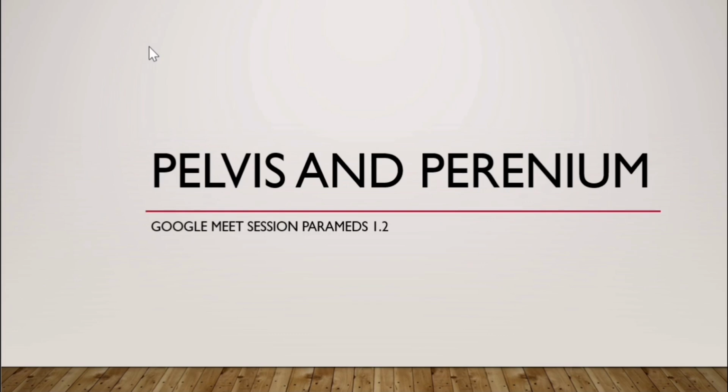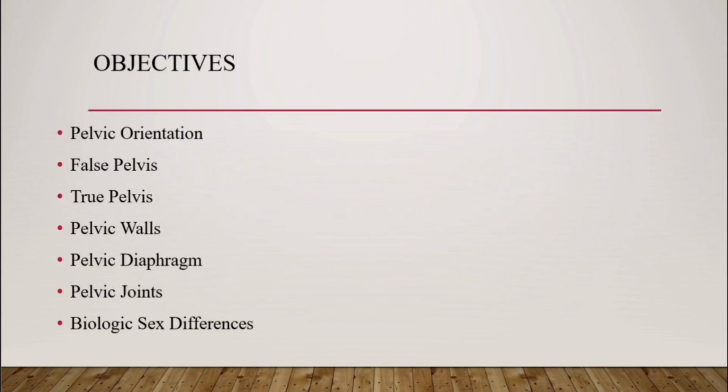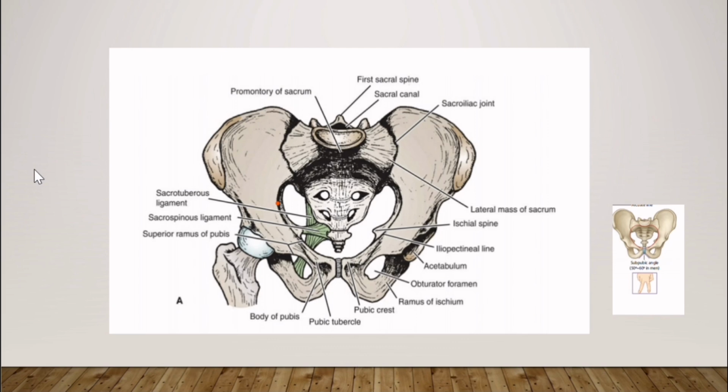So we're going to talk about the pelvis and the perineum. Okay, so these are some of the objectives which you should get out of this video. Okay, so this is the pelvis. The pelvis connects the lower limb to the trunk of the body.